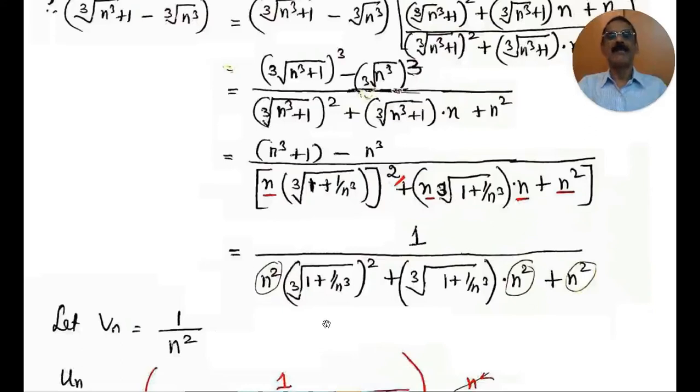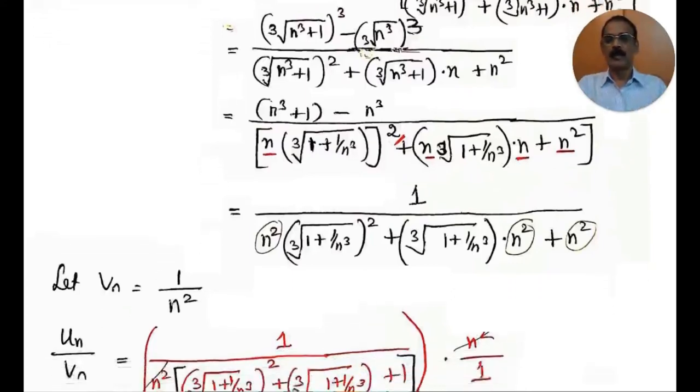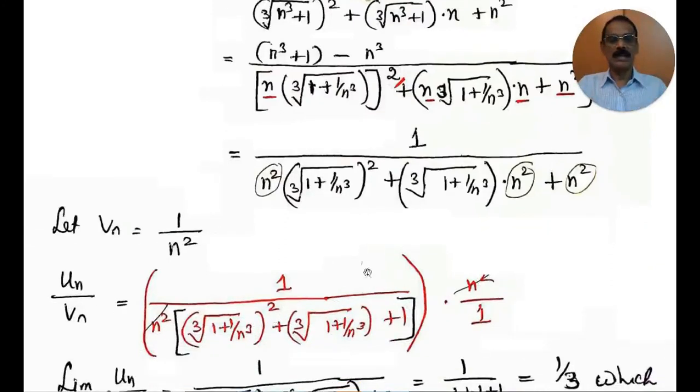After finding Vn, now it is our duty to find the value of Un by Vn, and then take the limit as n tends to infinity. First, let us simplify Un by Vn. So Un by Vn is equal to Un, that is 1 divided by n squared. Remember that we have taken n squared out in the denominator, because every term in the denominator consists of n squared. So we have n squared into the cubic root of (1 plus 1 by n cubed) whole squared plus the cubic root of 1 plus 1 by n cubed plus 1.